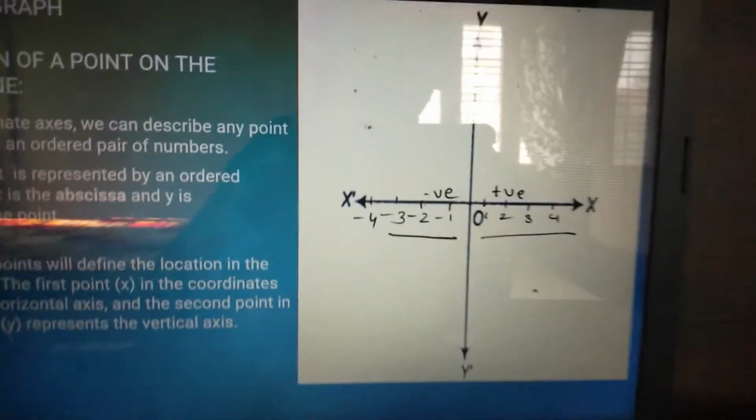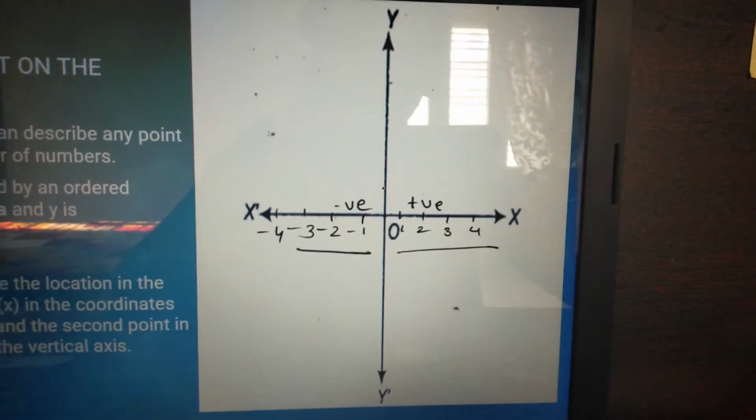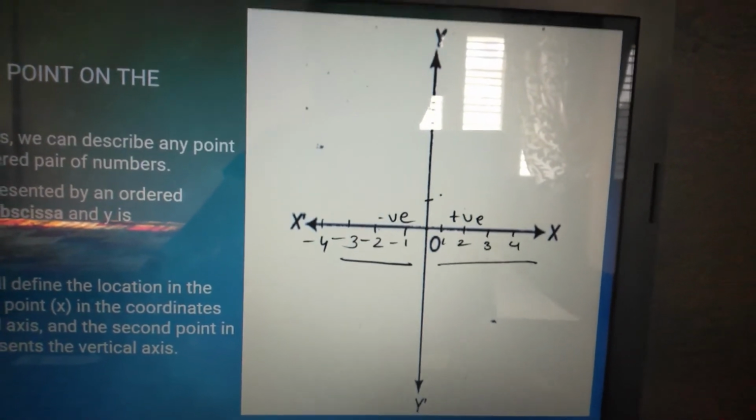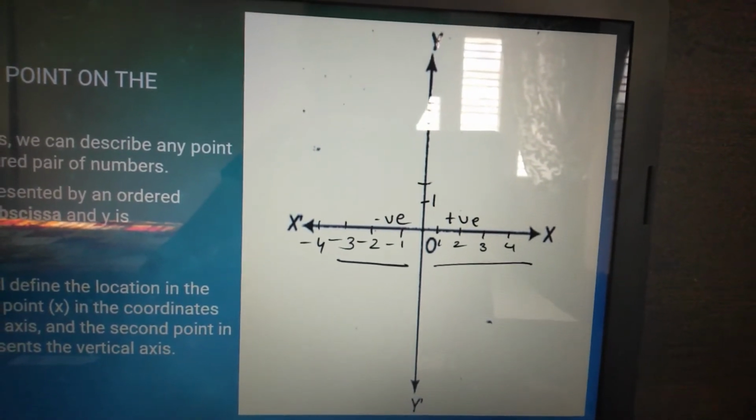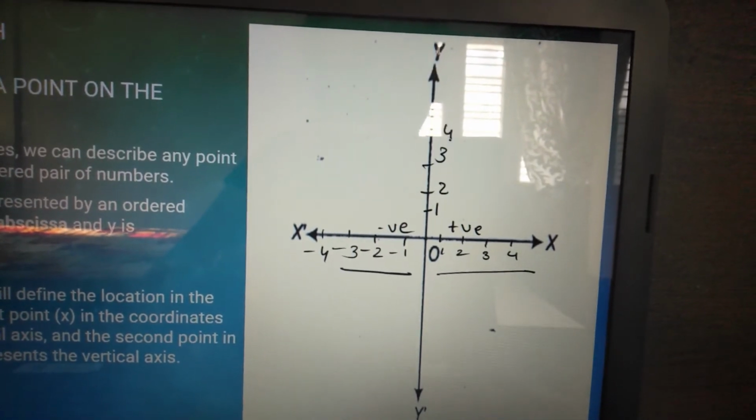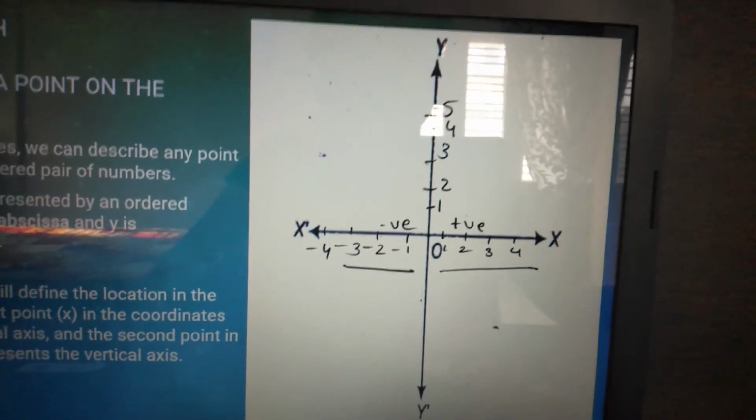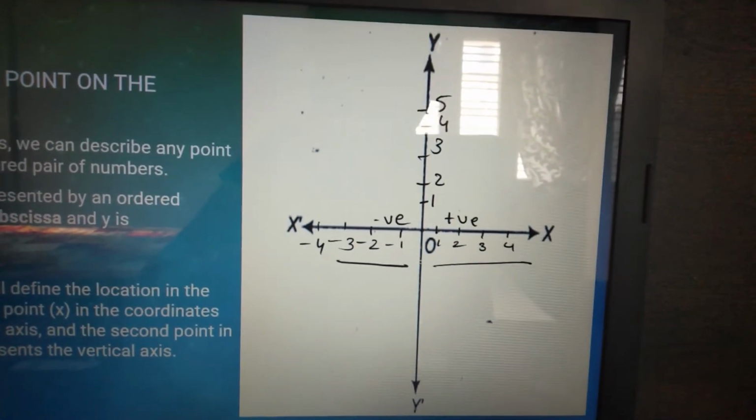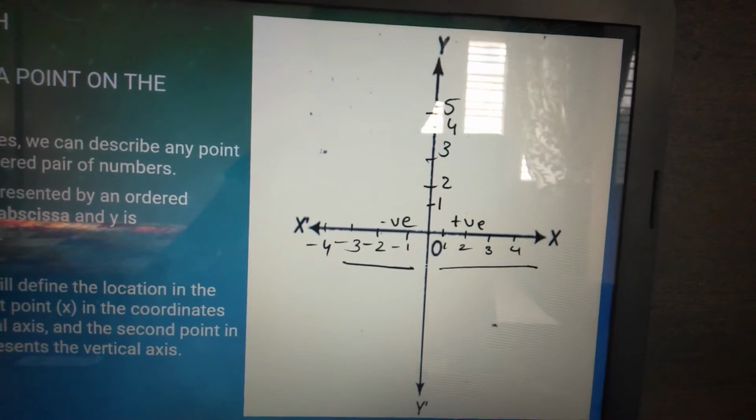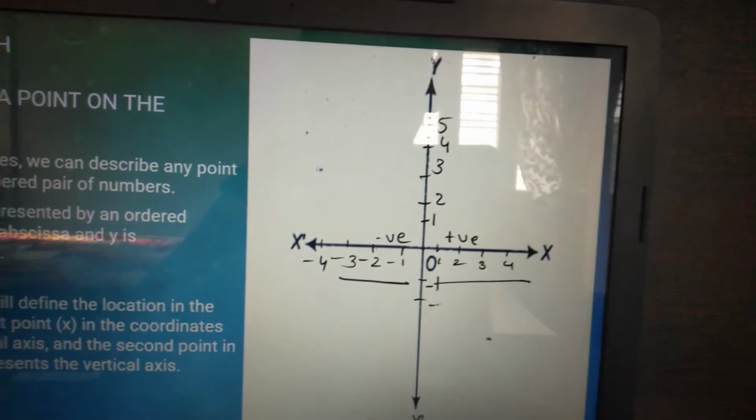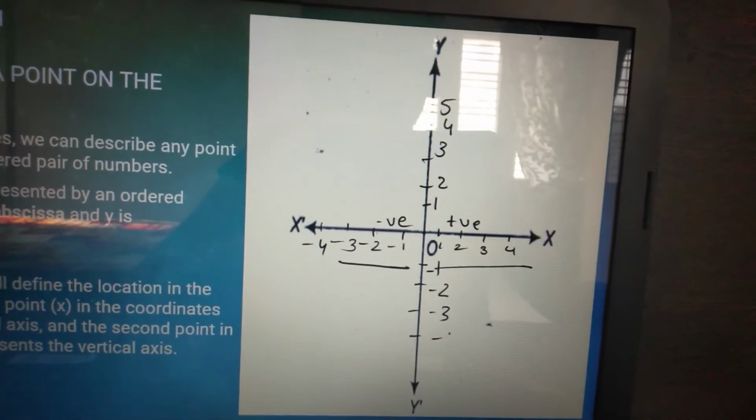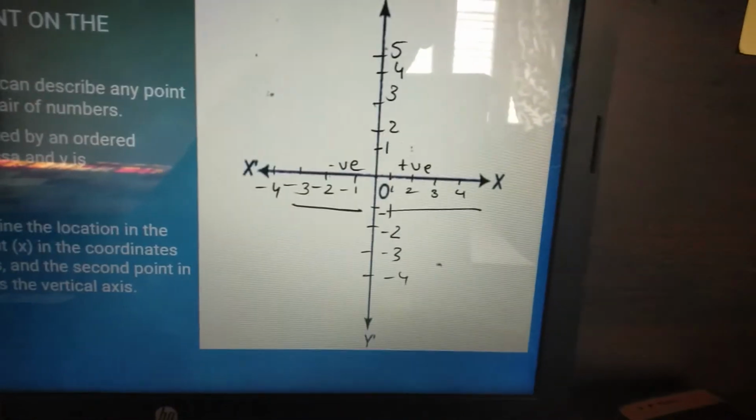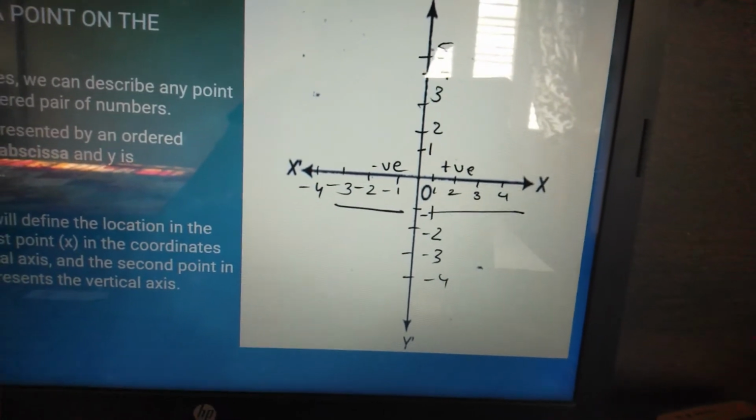Similarly, even for the y axis you can see that the upper part, the first half, will have y coordinates as positive, always positive. This will never change, guys, remember. Whereas the second half, beneath the origin, the y axis will always have negative coordinates. Clear? So this is a very simple way to plot the two axes.